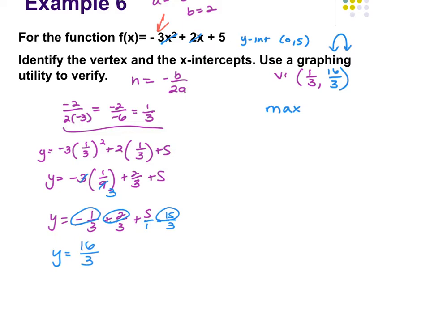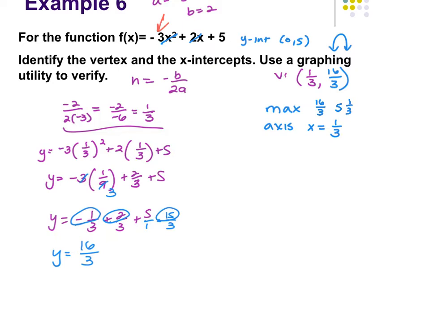So what information do I use the x coordinate of my vertex for? For your max. Not the x, the y is the max, right? You use the x for your axis of symmetry. So the axis of symmetry is x equals 1/3. And the y coordinate of your vertex is your max, which is 16 over 3, or 5 1/3. So all that information you get just from having the equation and the vertex.